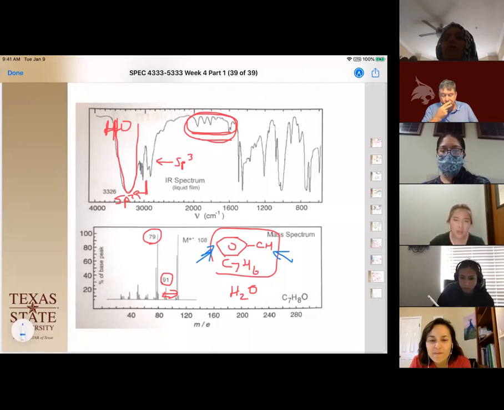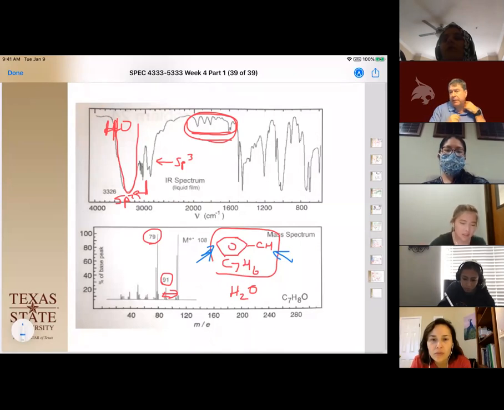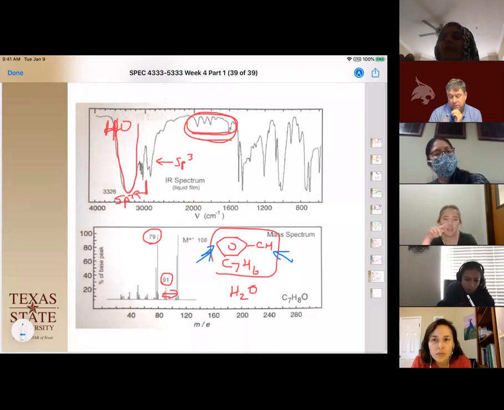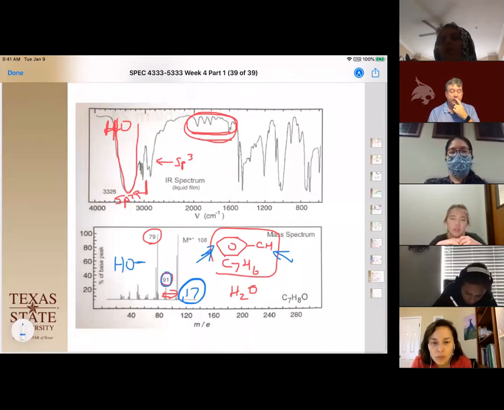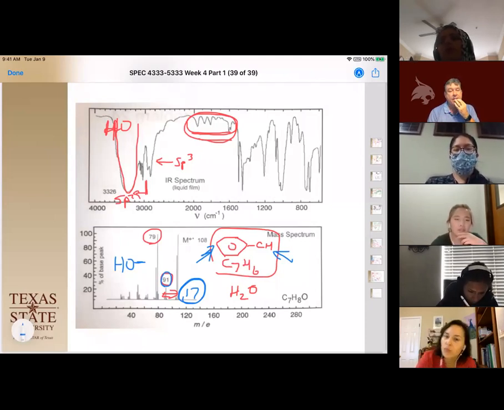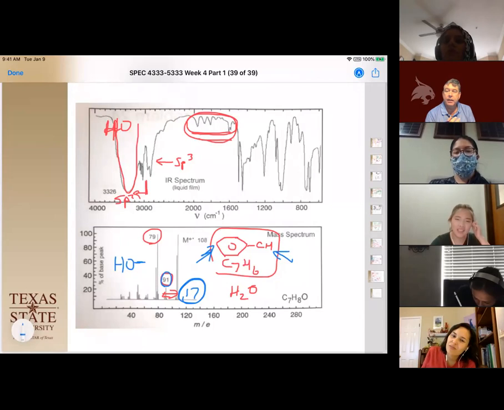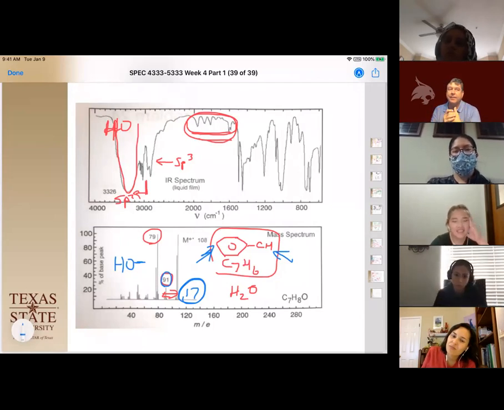There is a difference of 17 between 91 and 108. Repeat that, please. The difference between 91 and 108 is 17. Okay. So that's suggesting OH is breaking off to give us our tropylium. Oh, okay. Oh, that makes sense. So is it on the benzene ring or is it on that? I think it's on the ring. Why do you think it's on the ring?